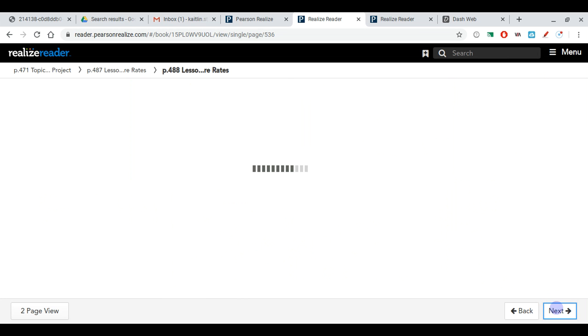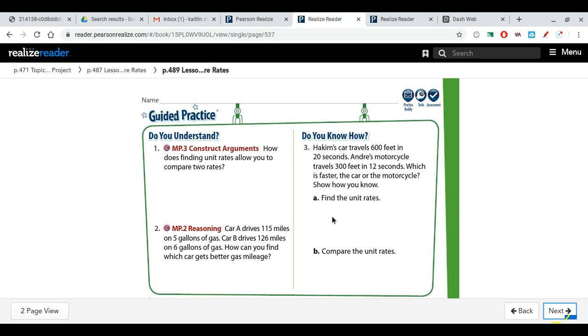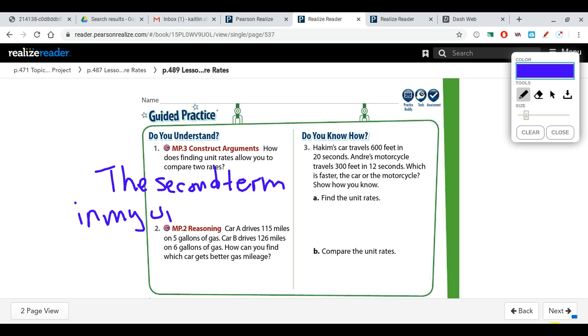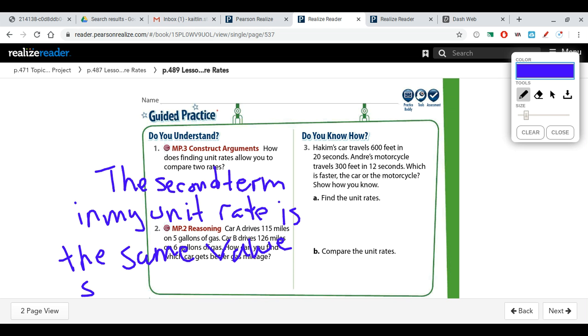All right, so let's go ahead and move into your guided practice. It says, how does finding unit rates allow you to compare two rates? What's nice about finding the unit rates is that when I find my unit rates, I'm comparing the same units of measurement. The second term in my unit rate is the same value, so I'm only comparing the first term.